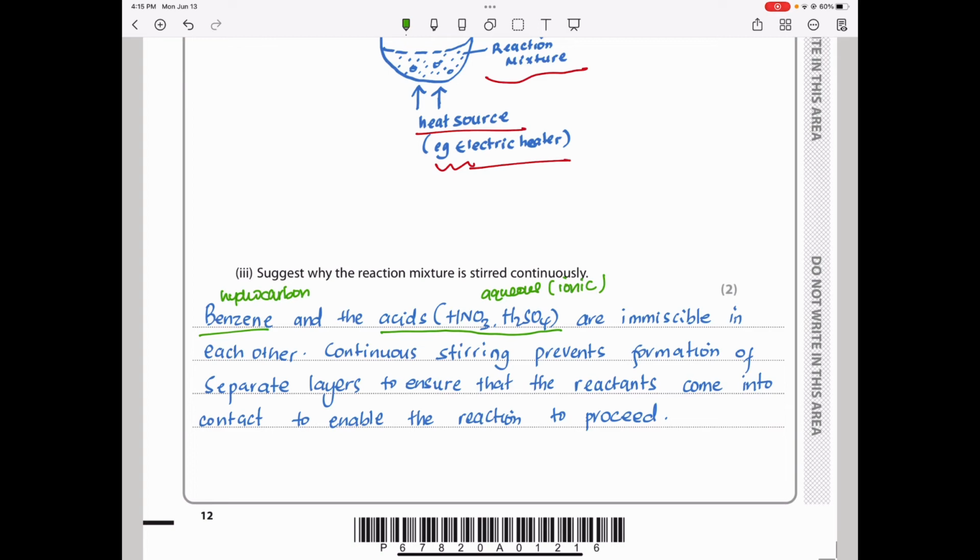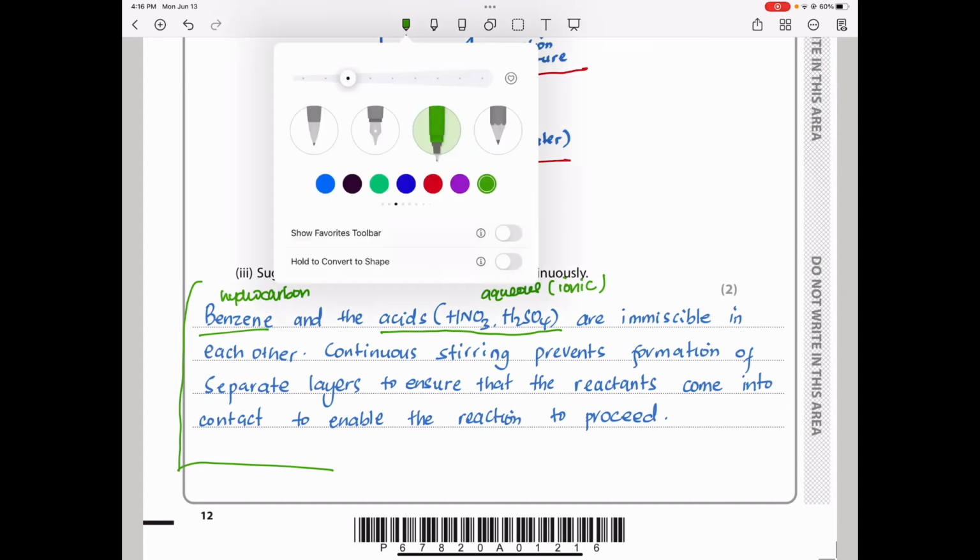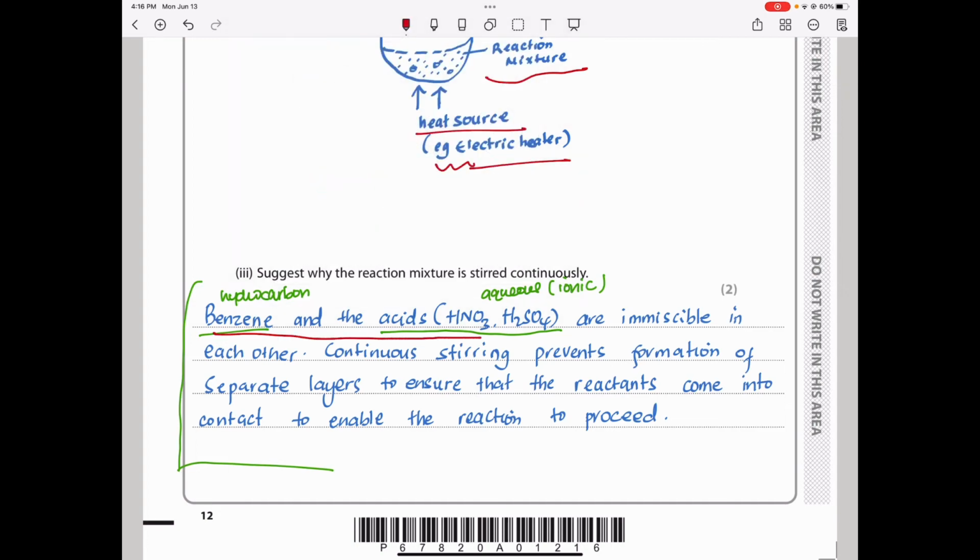So again, to summarize, benzene and the acids are immiscible in each other. Continuous stirring prevents formation of separate layers to ensure the reactants come into contact to enable the reaction to proceed. Now, in your answer, you do not have to write exactly like I did, but you have to include the keywords. The keywords we are looking for are the idea that benzene and the acids are immiscible, and therefore they will form separate layers, and the idea that when you mix them, the separate layers are broken, and therefore they do interact in order for the products to be formed.